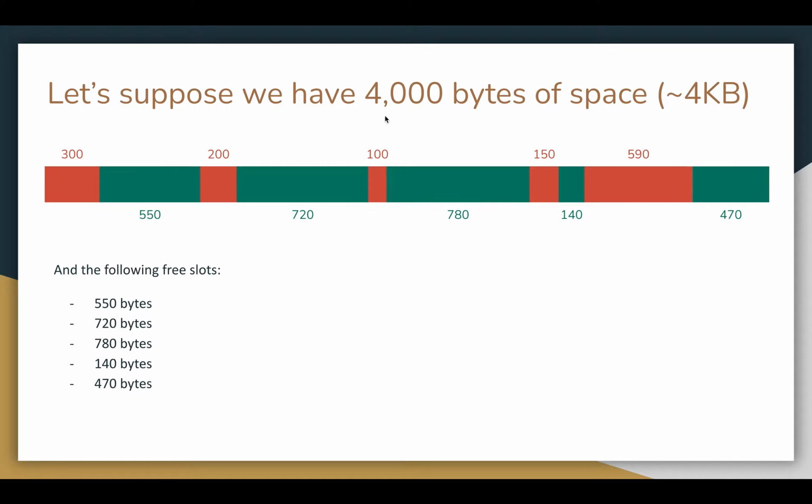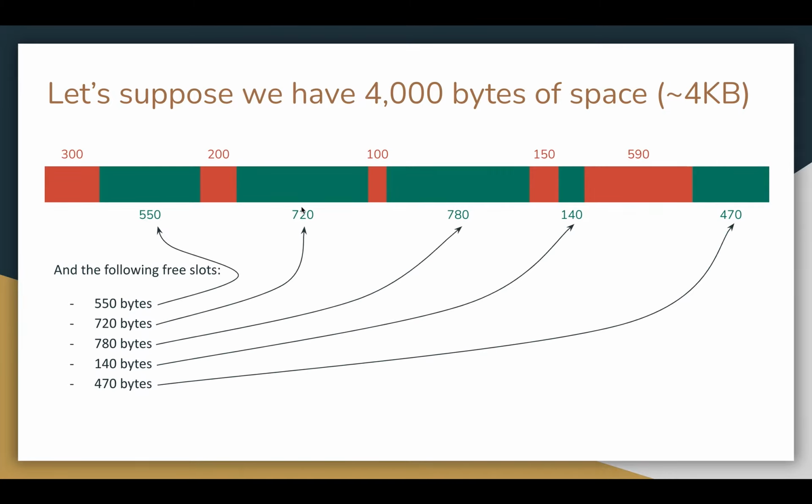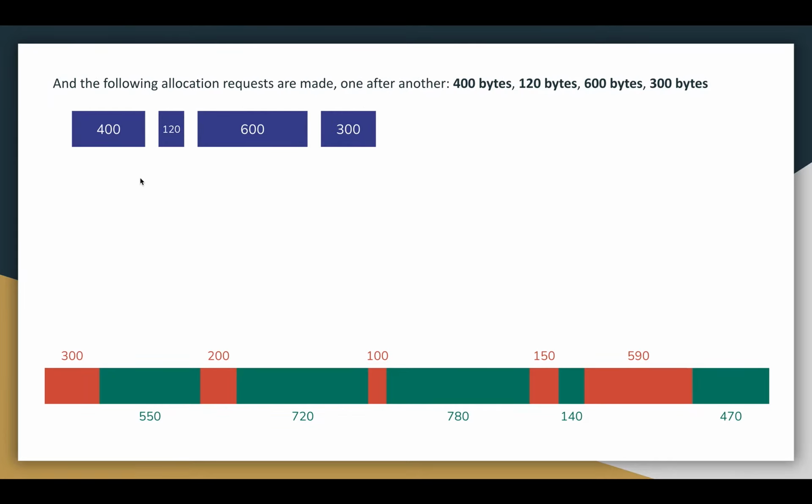So let's say we have 4,000 bytes of space, so about 4 kilobytes. And this is our memory at the initial point. As you can see here, 300 bytes used, 550 free, 200 used, 720 free. Okay, and then we'll have to allocate some data, and these are our free slots. And then we'll have to allocate these blocks of memory: 400 bytes, 120 bytes, 600 bytes, and 300 bytes. And we'll take this allocation with every one of those 4 algorithms.